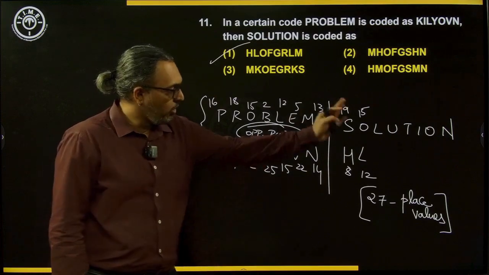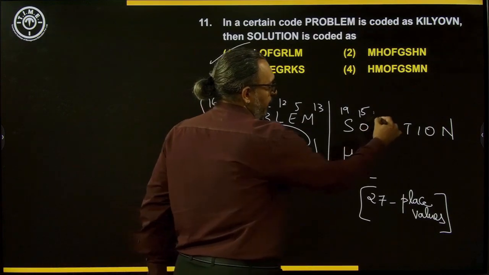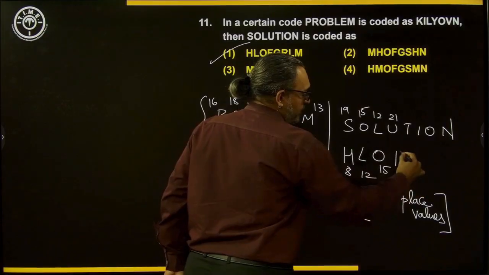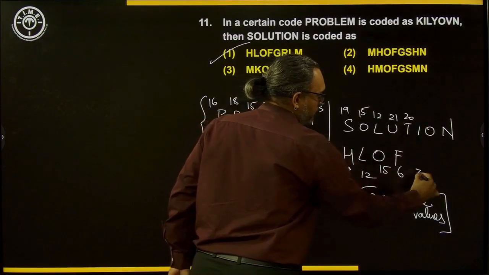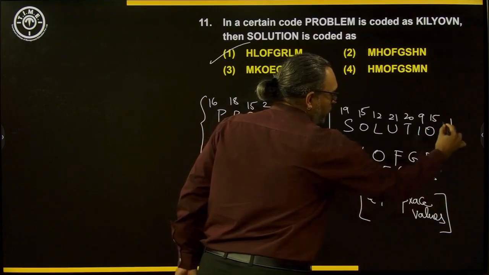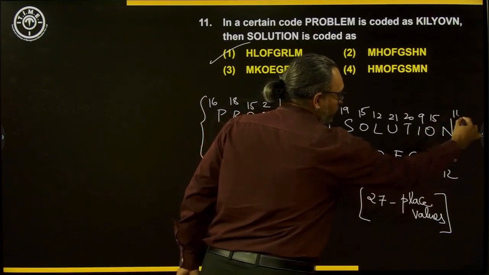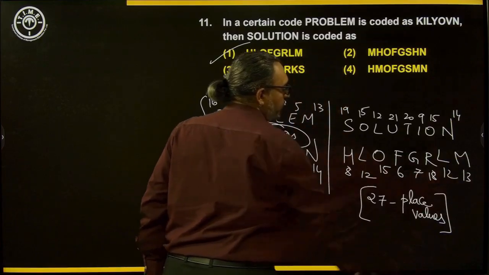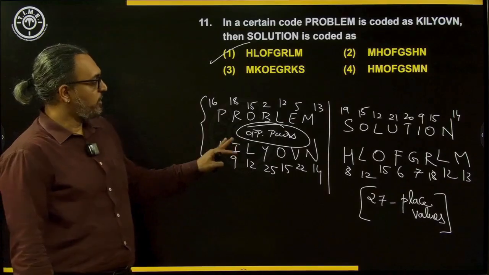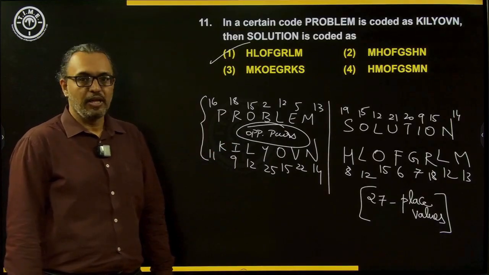Understood? You don't need to work on it completely. So here L you have O. Here 21 you have 6. Here 20 you have 7. Here 9 you have 18. Here 15 you have 12. And here 14 you will get 13. So that is how you get your final answer. That matches your first option. So the logic is opposite pairs. Understood?